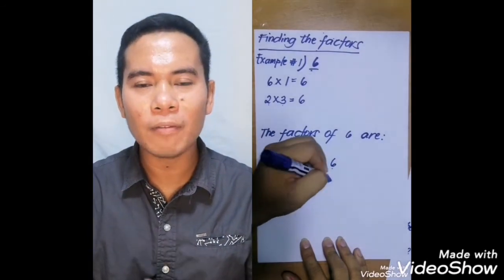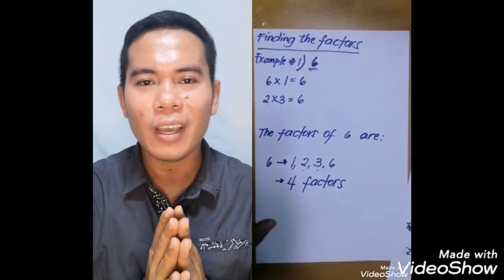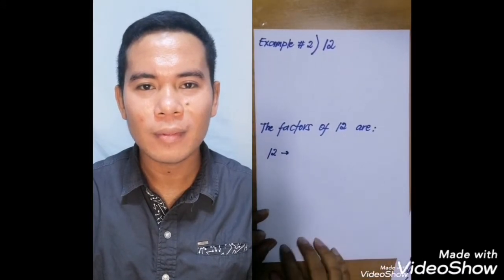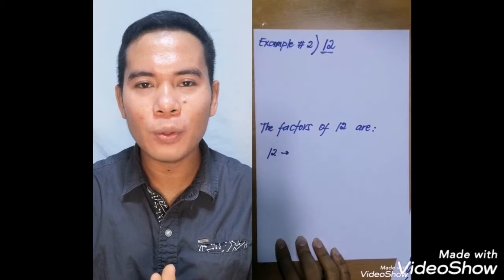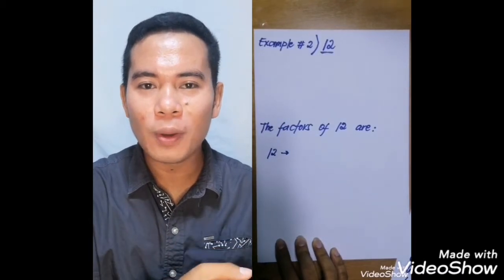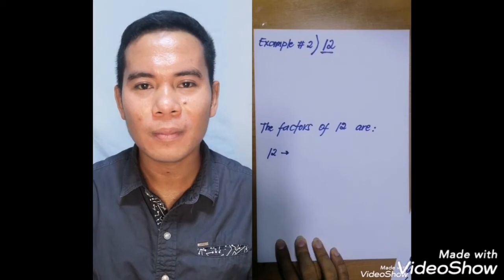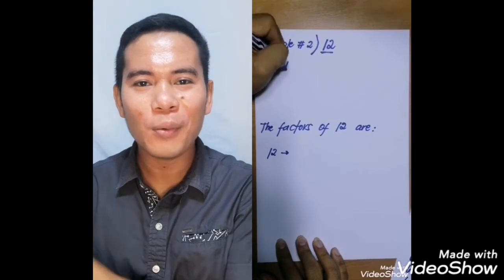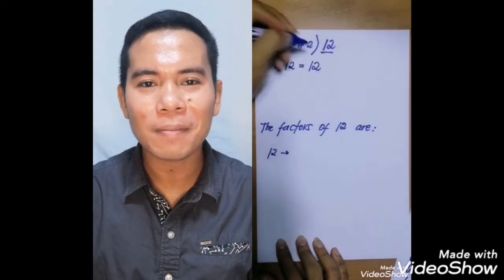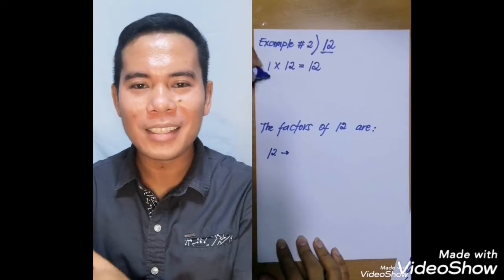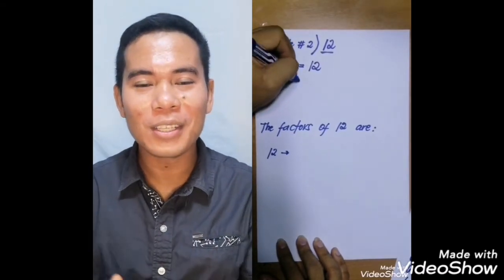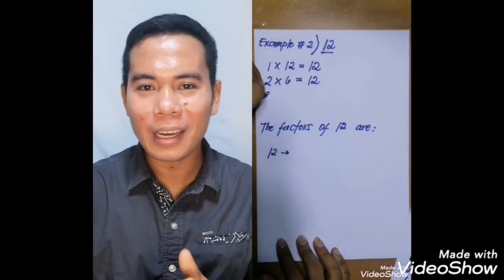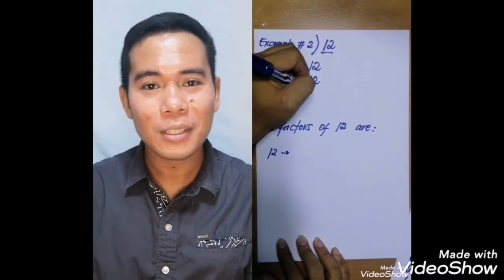Another example, finding the factors of a number. Let's say the given number is 12. Follow the process. Think of two numbers that when multiplied will give 12 as the answer. We have 1 and 12. 1 times 12 will give us 12. Other pairs. We have 2 and then 6. 2 times 6 will give us 12. What else? 3 and 4. 3 times 4 will give us 12.